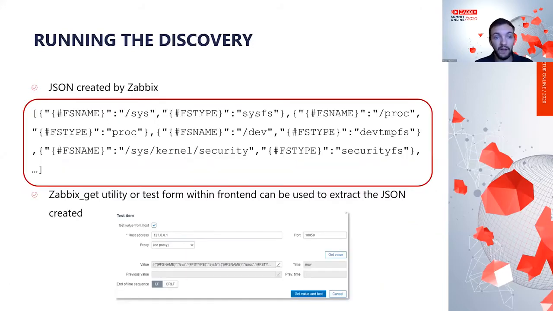And under the hood, what happens? When we have run our discovery rule, we have received a JSON block like this, which contains all of the information on our currently available file systems. This is how it usually looks. There are different ways to get it, but the easiest way to get this particular JSON, if you are interested, is to use the Zabbix get utility, or just use the test form for your discovery rule, which is available in the front end.